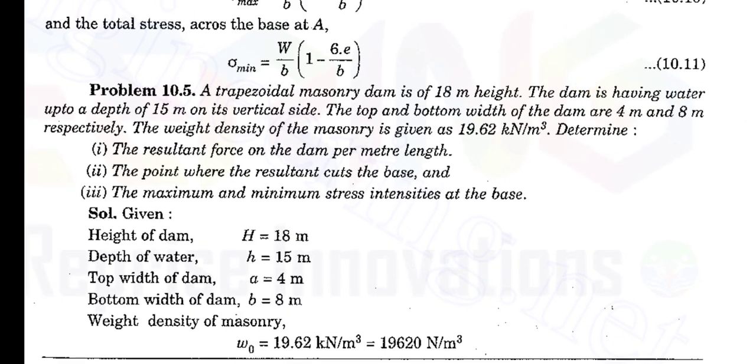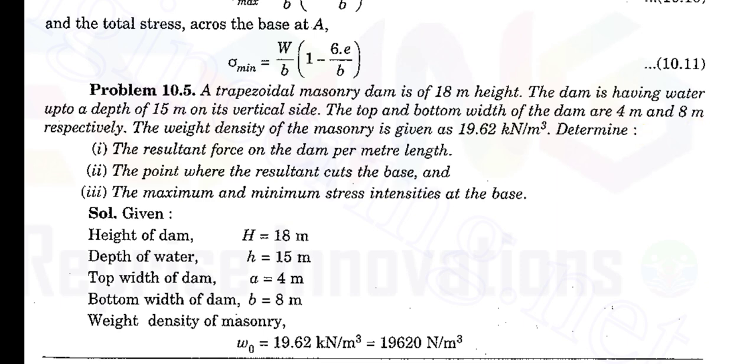So this is the problem. A trapezoidal masonry dam is of 18 meters height. The dam is having water up to a depth of 15 meters on the vertical side. The top and bottom widths of the dam are 4 meters and 8 meters.